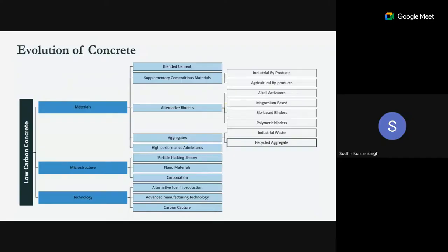So supplementary cementitious material. Then I have the alternative binders. For example, here alternative binders are alkali activators, magnesium-based binders, bio-based binders, and polymer-based binders. Or somewhere it is plastic waste as well. Right, liquefied plastic waste which can be used as a binder.